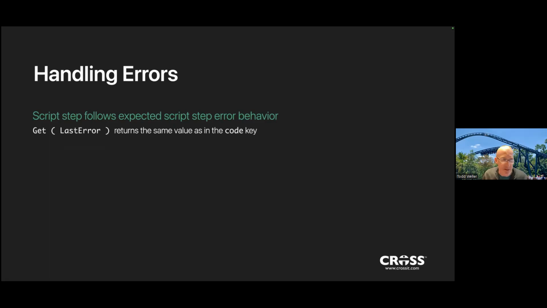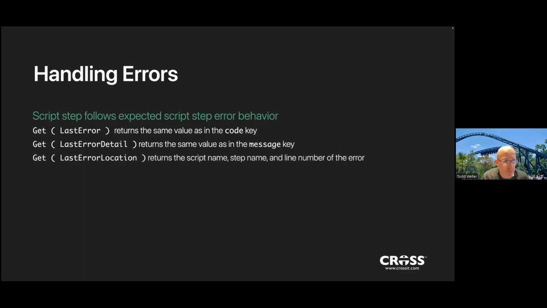Now what's very nice is that the script step follows the expected script step behavior when we're using the Execute FileMaker Data API script step. So if you use get last error, it's going to return the same value that you find in the code key. And if you use get last error detail, it's going to return the same value that is in the message key. And then get last error location, which is a fairly new function, is going to return the script name, the step name, and the line number of the error.